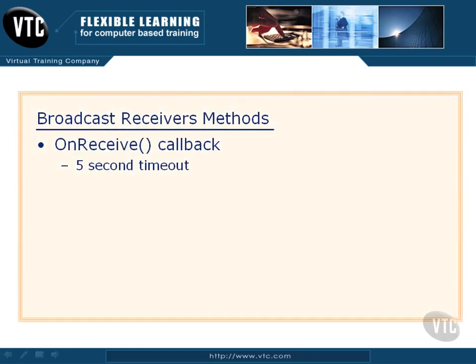A broadcast receiver has essentially one method. It's an onReceive callback, and the rule for this is, aside from the fact that it has to specify the correct Android manifest, that there's a 5-second timeout on any operation within that onReceive callback. So this is not a time to do a lengthy operation. If you have to do a lengthy operation in response to receiving a broadcast event, you need to spin off a thread to do that. There's a 5-second timeout, and you will be shut off if you violate that 5-second timeout.